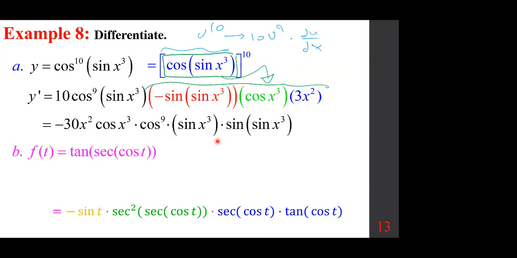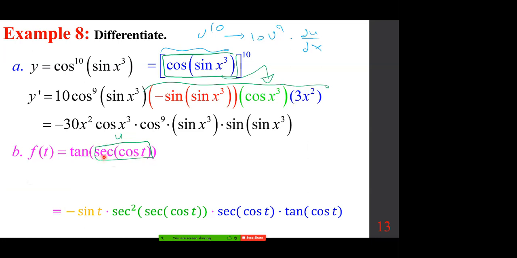Part B, again, if you want, this is the argument of tangent, you can call it u. So the derivative of tan u is secant squared u du dt, okay? That means the derivative of tangent becomes secant squared of this piece. Tan gives you secant squared of secant of cosine t. And then you have to multiply by the derivative of u, secant of cosine t.